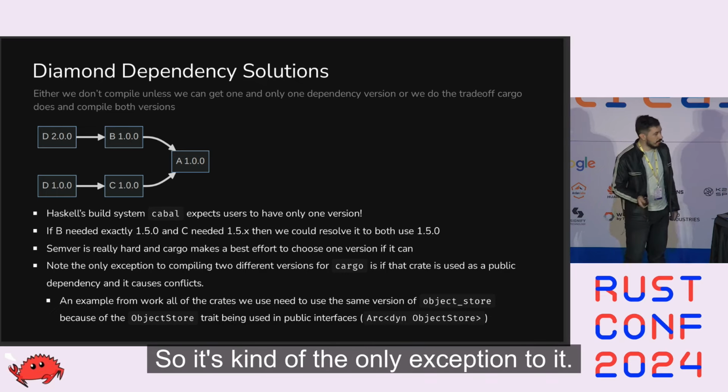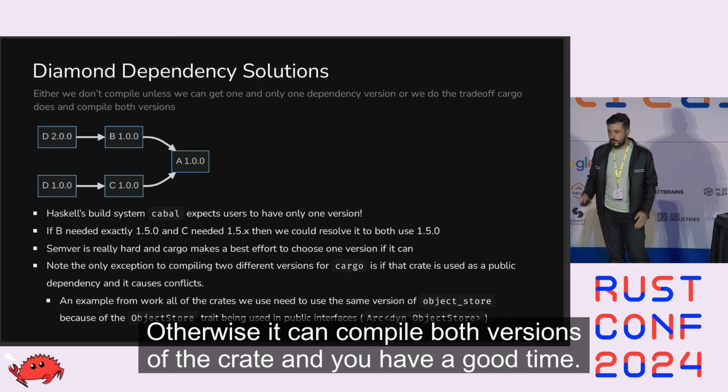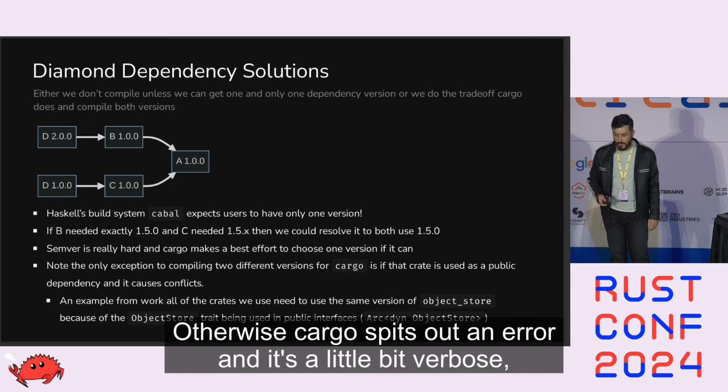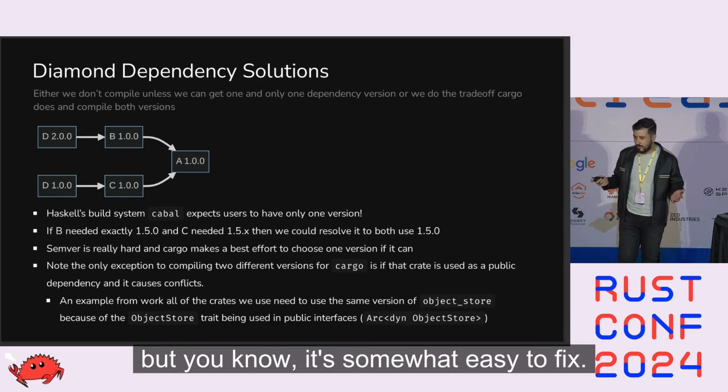So that's kind of the only exception to it. Otherwise, it can compile both versions of the crate, and you have a good time. Otherwise, Cargo spits out an error, and it's a little bit verbose, but it's somewhat easy to fix.